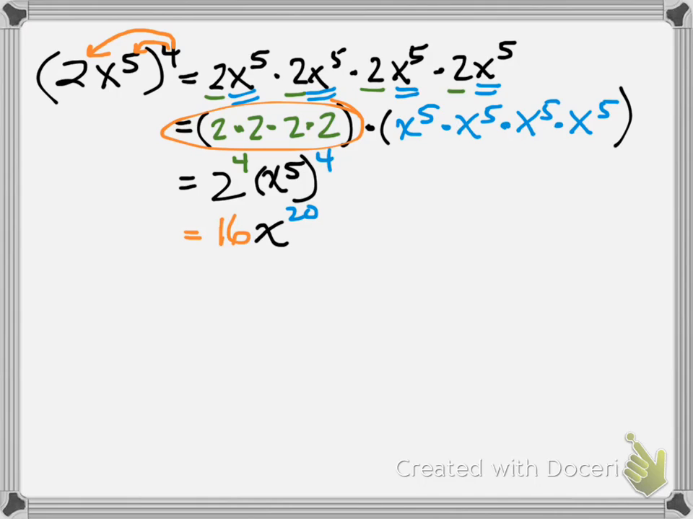So when they ask you to simplify, you don't leave it as 2 to the 4th. You need to give me a value for the 2 to the 4th. You need to tell me what its value is. Its value is 16. Okay?